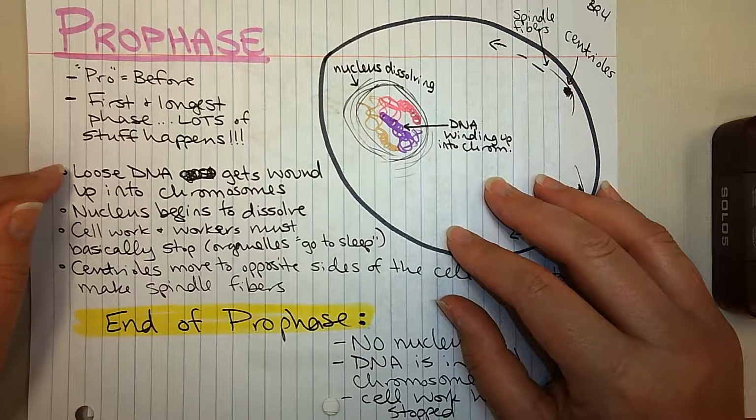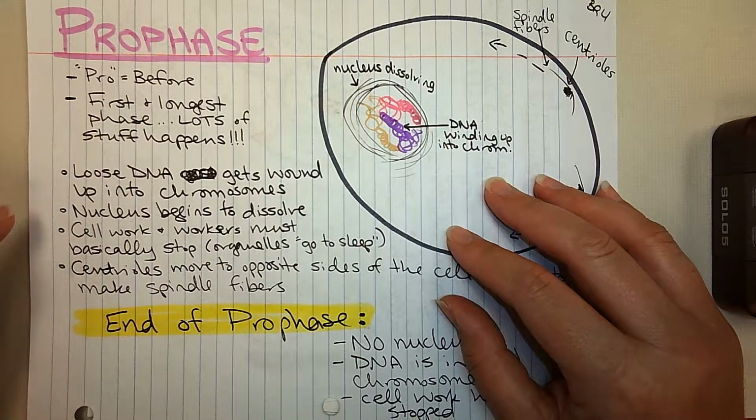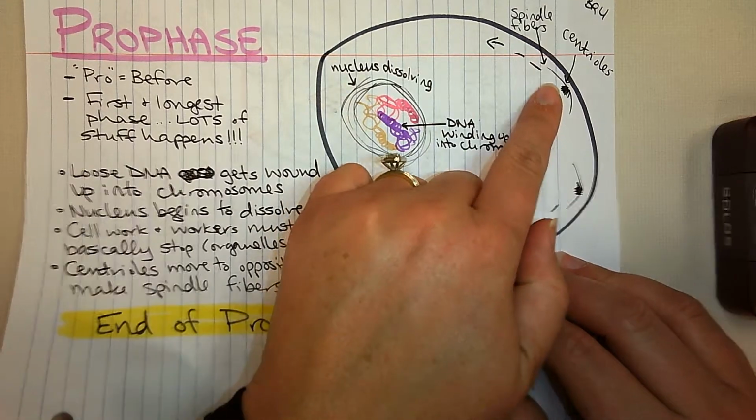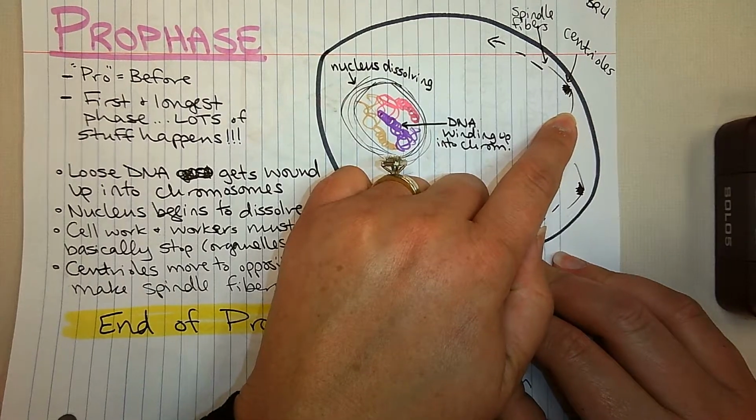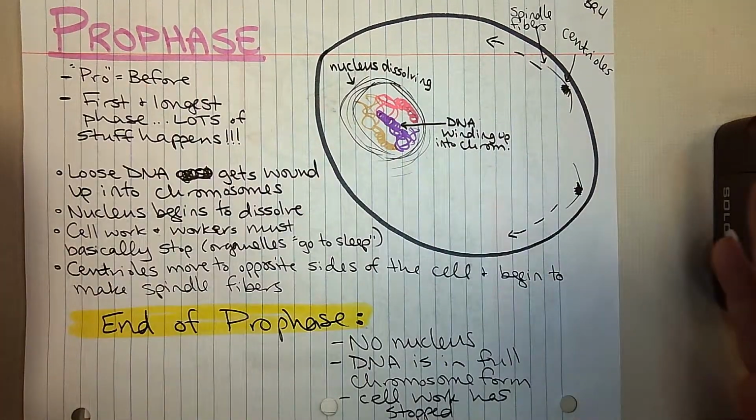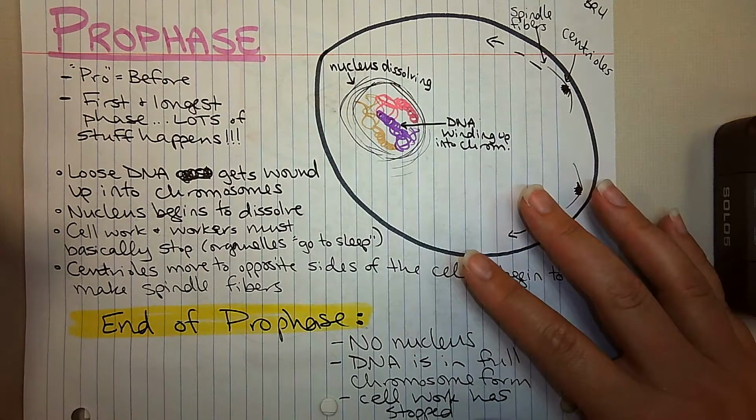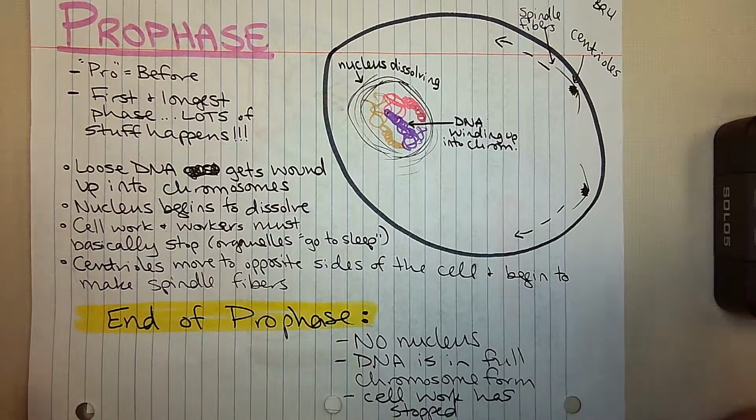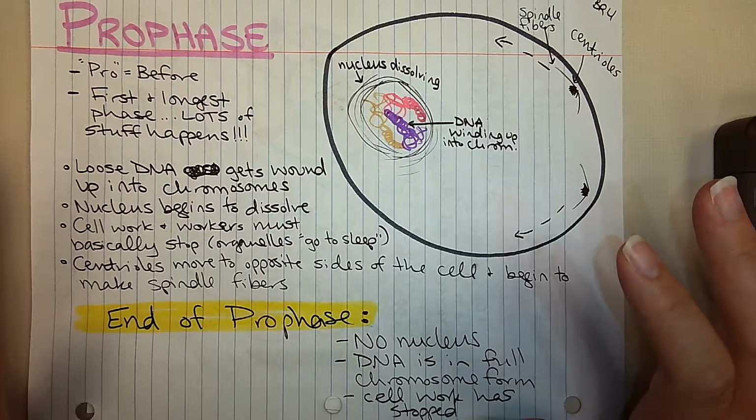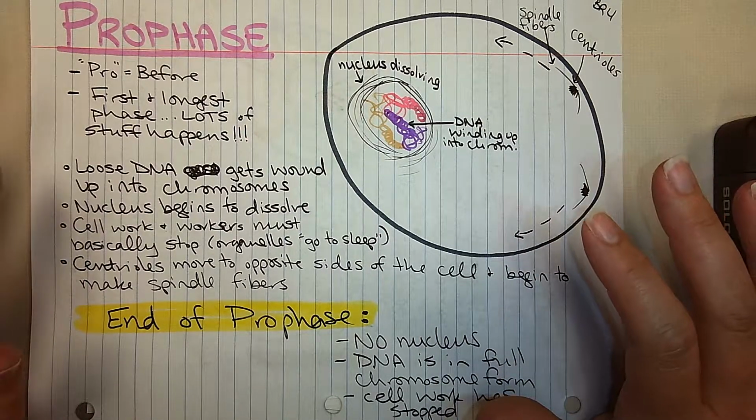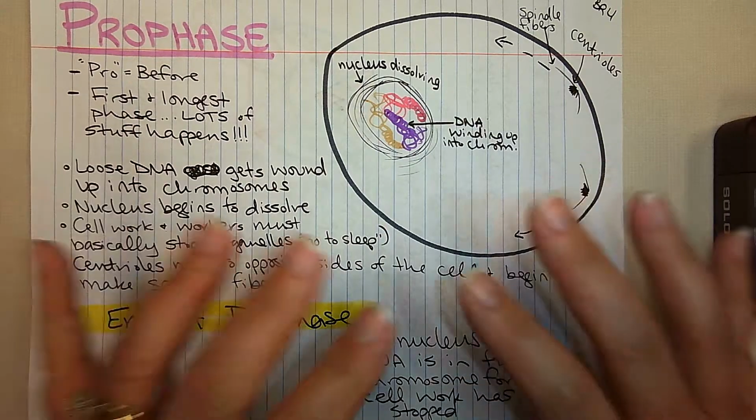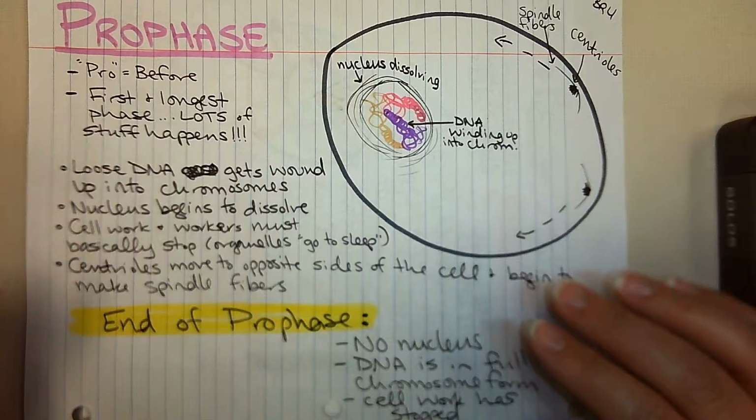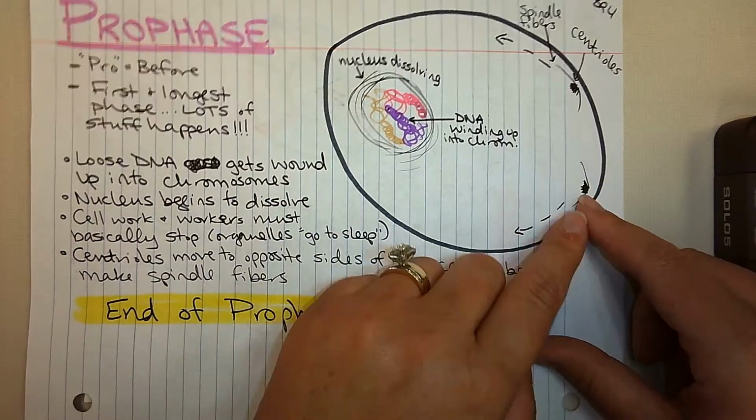So a lot of things have to take place. The loose DNA winds up into chromosomes. The nucleus begins to dissolve so that these spindle fibers that are going to come out of the centrioles can get to those to pull them apart. And then all the cell work and workers must basically stop, or go to sleep, or chill out, or be sedated, or whatever you want to say, so that the activities slow down enough for the DNA not to get damaged when it's exposed. And then the centrioles migrate.